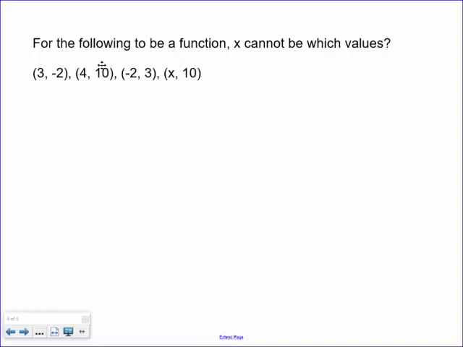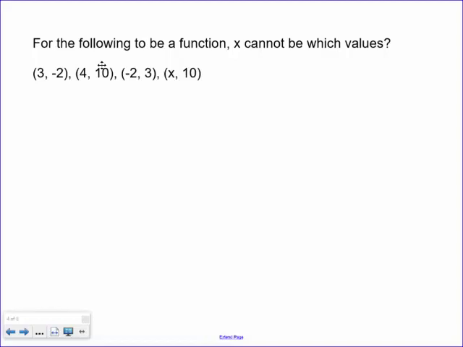All right, so this problem says for the following to be a function, x cannot be which values? Okay, so if we think about this, could x be a 5? Yes, because then I wouldn't have any repeating inputs, right? Can x be 25? Yes. Could x be negative 42? Yes. So is it possible for me to sit here and do process of elimination? Could I ever list every single possible number and check it? No. So what do I need to start with? The inputs that are there, right?